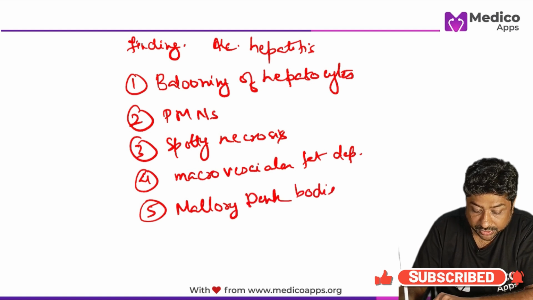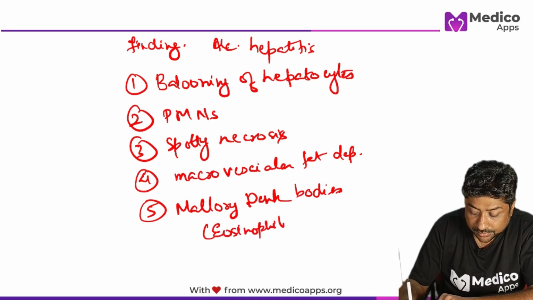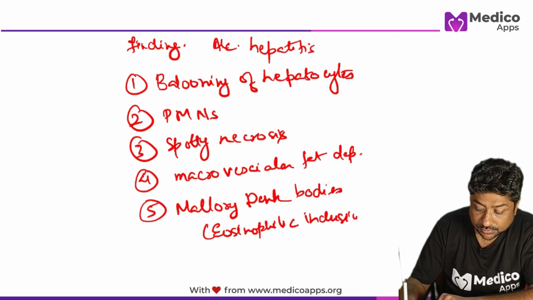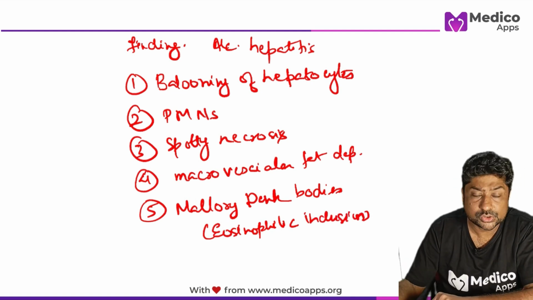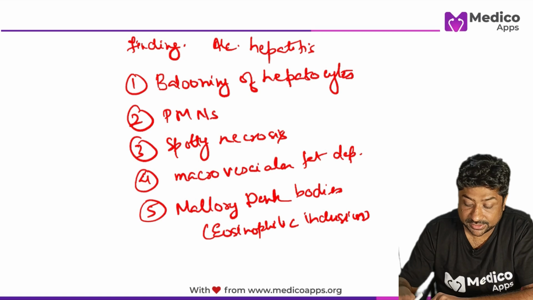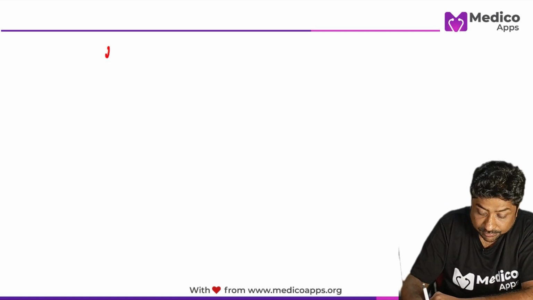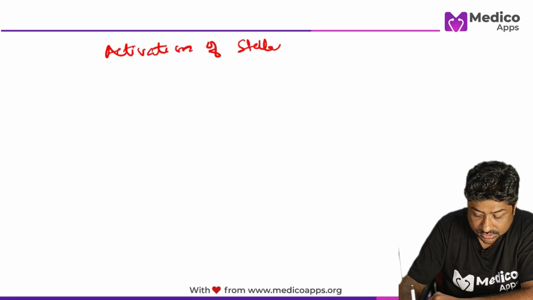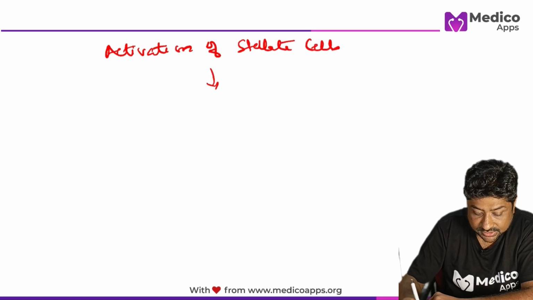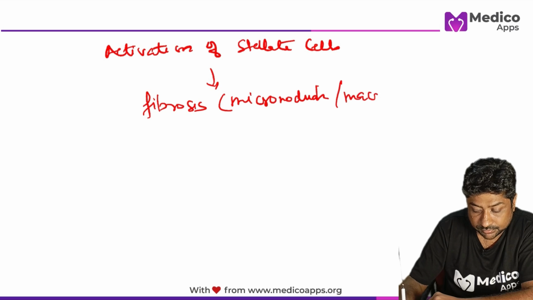Mallory-Denk bodies. So these are basically eosinophilic inclusions which can be seen in the cytoplasm. We'll show an image of these Mallory-Denk bodies. So this is what happens in alcoholic hepatitis. Let's move forward. Once there is a lot of inflammation and a lot of necrosis, this leads to the activation of stellate cells, and this is what will lead to fibrosis, both micronodular and macronodular.